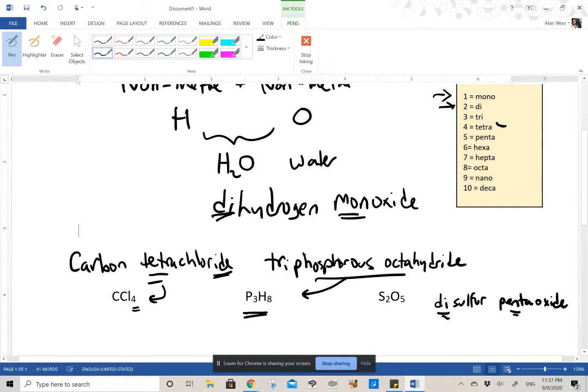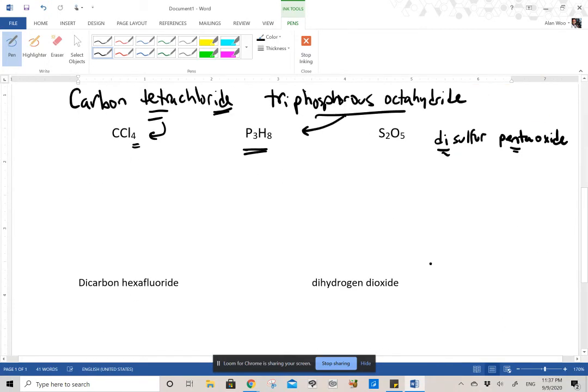Let's look at doing the reverse. If I give you a substance called dicarbon hexafluoride, you have to figure out the formula. Carbon is the easiest one to identify because it's just a C. Di means 2, so it'll be C2. Fluoride sounds a lot like fluorine, and the symbol for fluorine is F. Hexa means that you have 6, so it'll be C2F6 as the chemical formula.